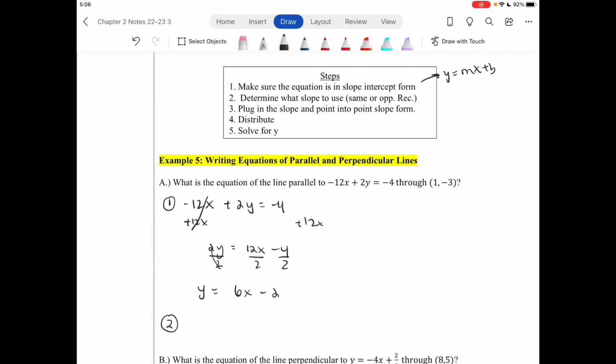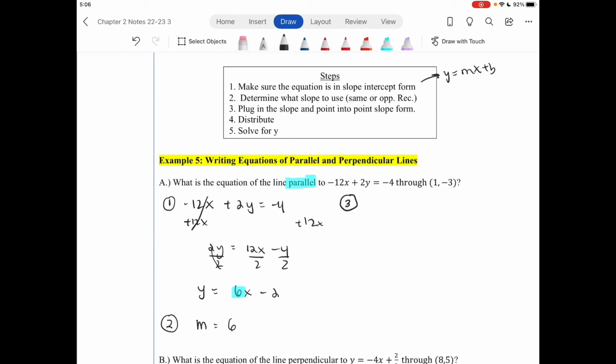Step number 2, we need to determine what slope to use. Do we need to have the same slope or the opposite reciprocal? Since it has asked us to write the equation of a parallel line, we are going to have the same slope. So our slope was 6, and for our new line, the slope is going to continue to be 6.